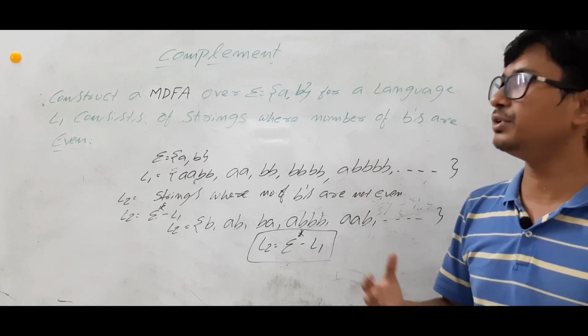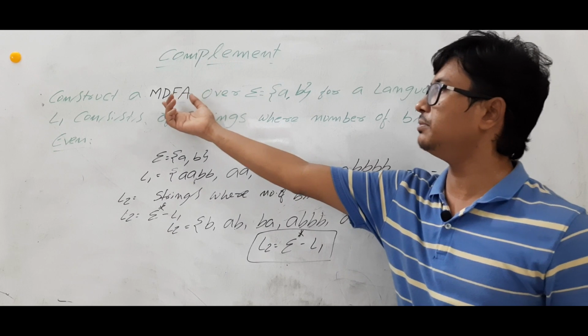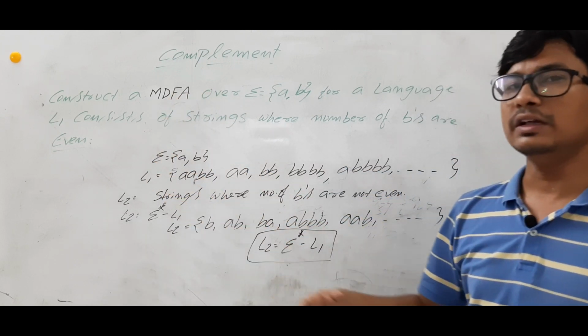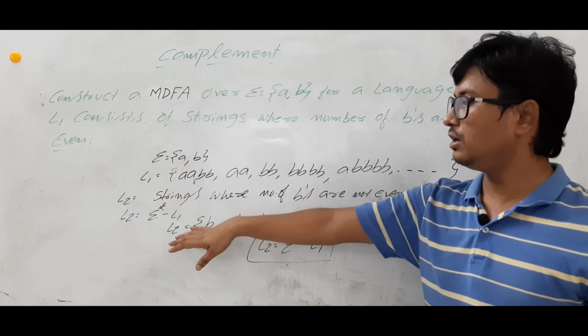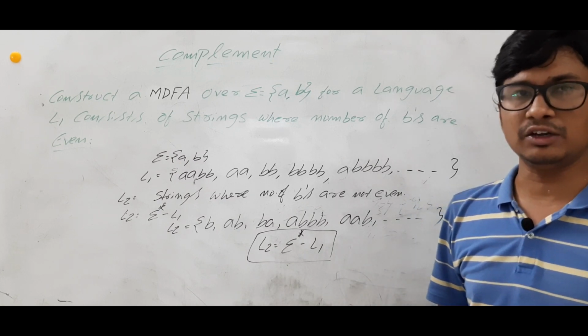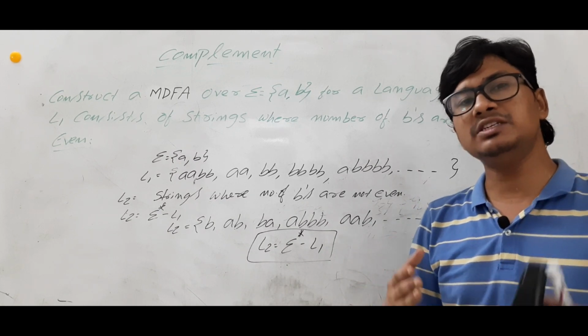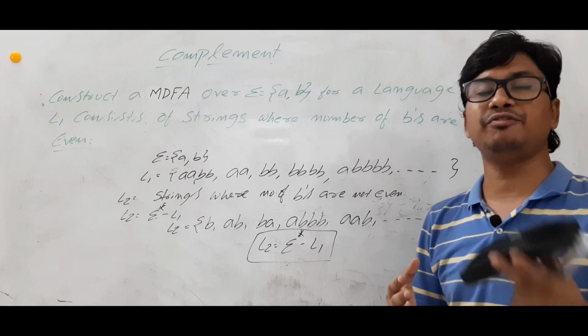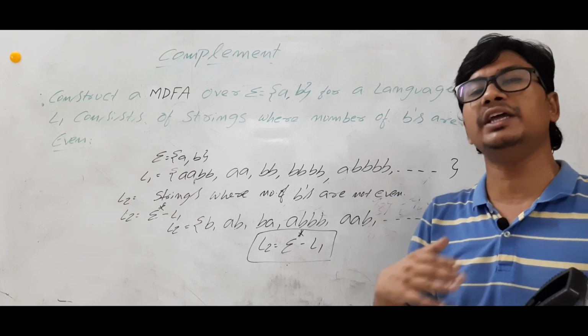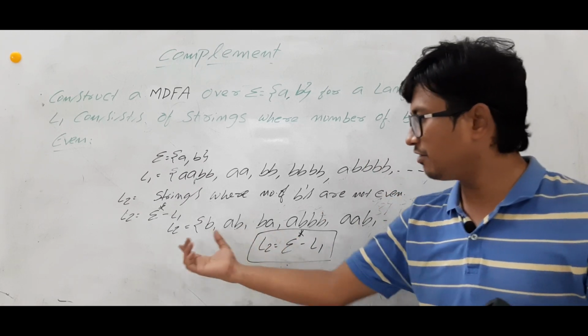Is it clear? How can we construct or minimize a DFA for language L1? Then how can we construct the minimized DFA for language L2? Or, from the minimized DFA of L1, can we find a property such that we can directly construct the DFA for L2?